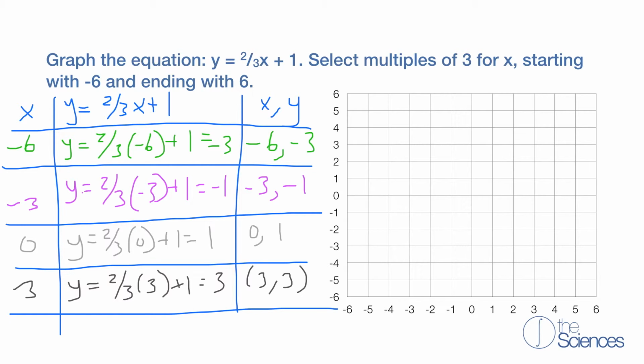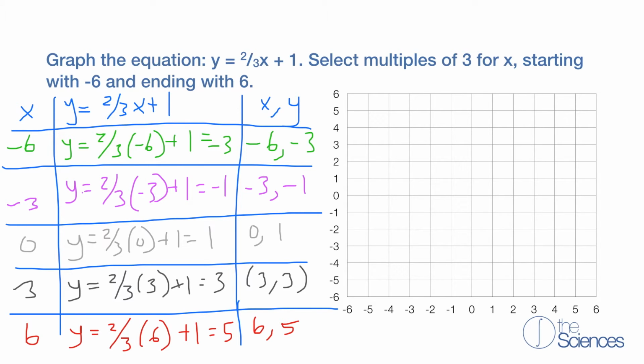Now we're going to determine our point when x is 6. Y equals 2/3 times 6. 2 times 6 is 12. Divided by 3 is 4. Plus 1 is 5. So our point is 6, 5.